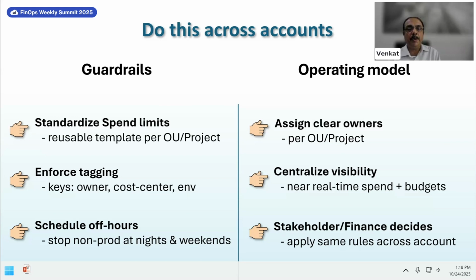Stakeholder, finance decide. Apply the same rule across all the accounts. If you have about 50, 60 accounts, put a budget in every account. Don't leave any account out. Why? Let me tell you one example. We had one account running some workload, and we removed our stack. What happened? Surrounding supporting resources kept running, like SNS, SQS.